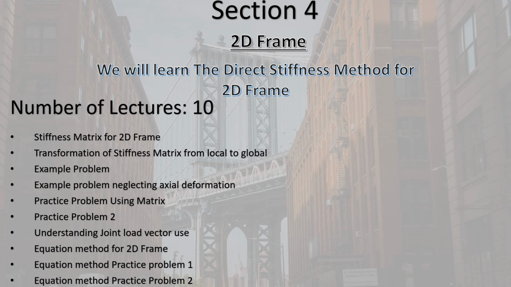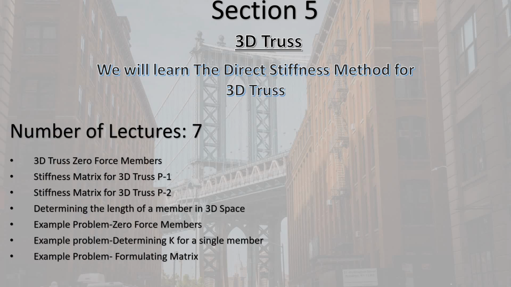Okay. All right. Right after that, we're going to have the last section, which is section 5, the 3D truss. We're going to learn the direct stiffness method for 3D truss. So the number of lectures in this section is 7. There are 7 lectures, and in these lectures we're going to be taking a look at how to determine the zero force members for a 3D truss, and then we're going to see the stiffness matrices for 3D truss, and we'll also learn how to determine the length of a member in 3D space, because we're going to be needing that if we want to solve problems.